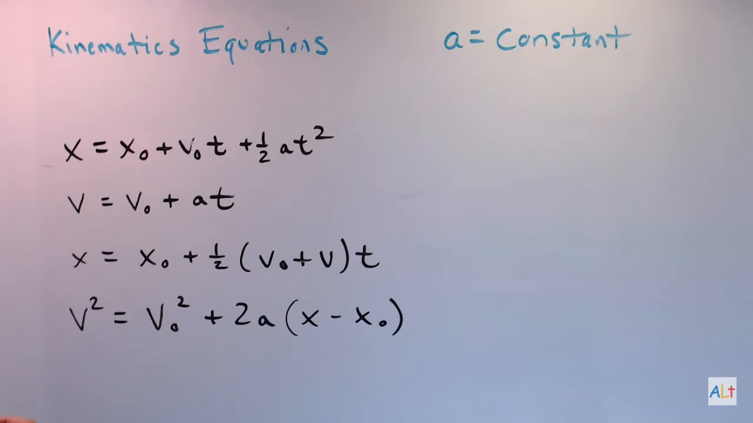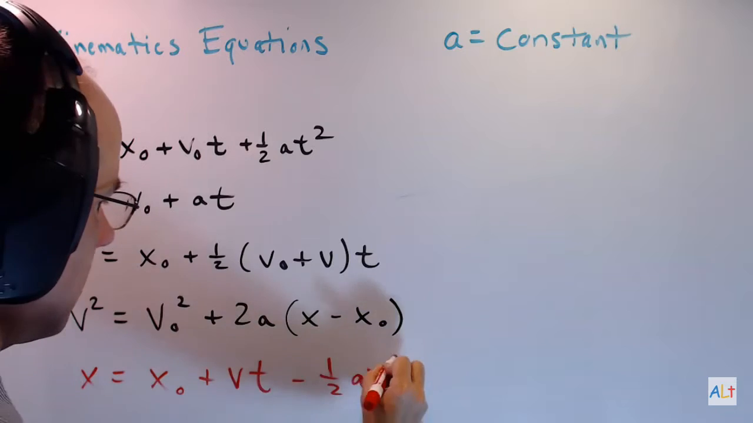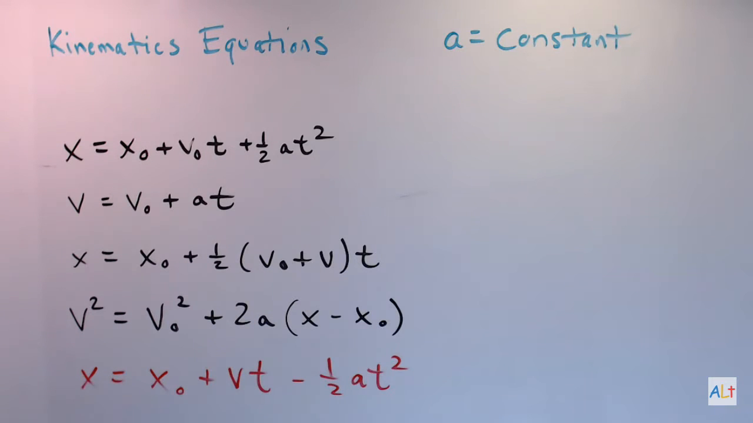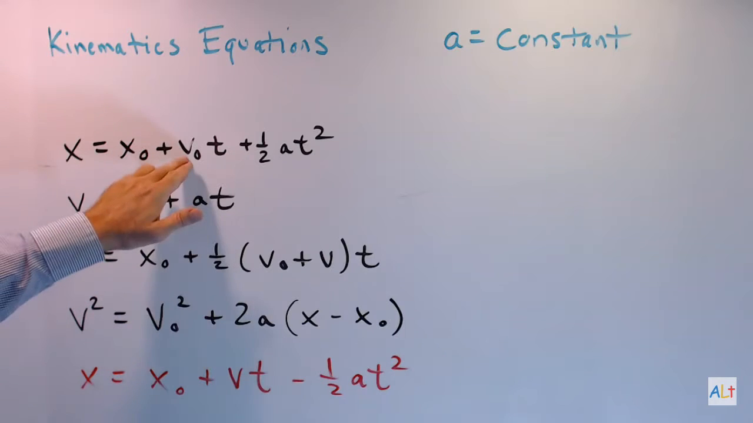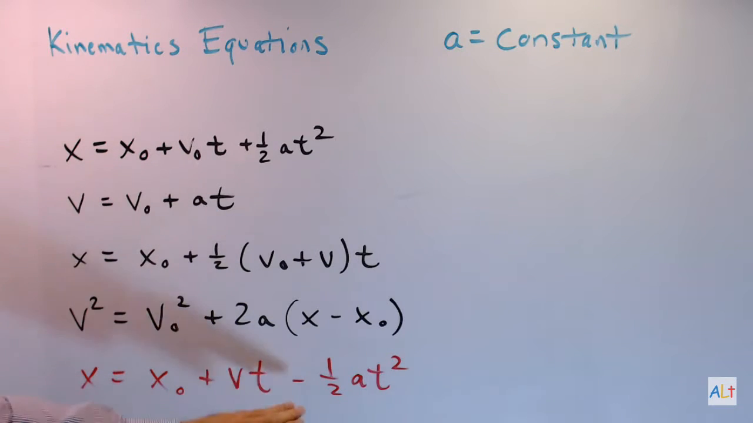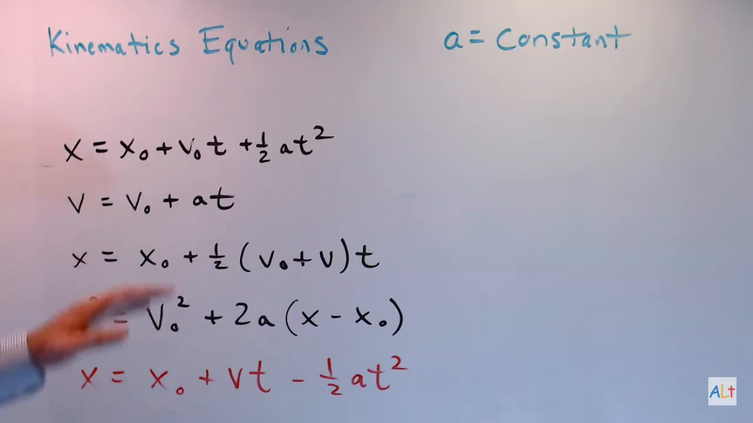So here's that fifth equation I mentioned. I don't like this equation for a couple of reasons. One is it's too easy to confuse it with the first equation. And two, you really don't need it. Any problem that you can solve using this last equation, you could solve using one of the other four equations or maybe two of them together.